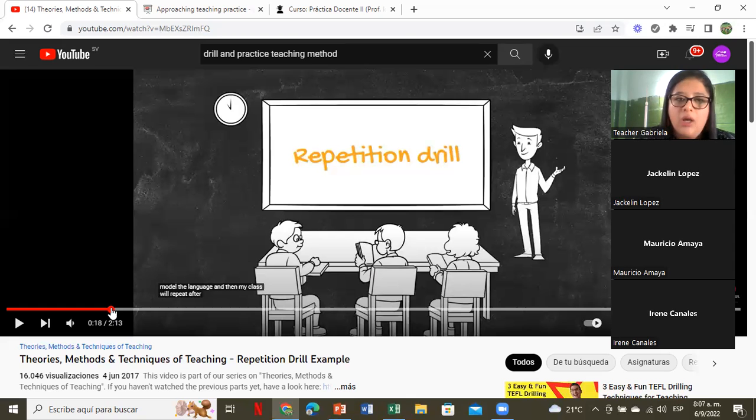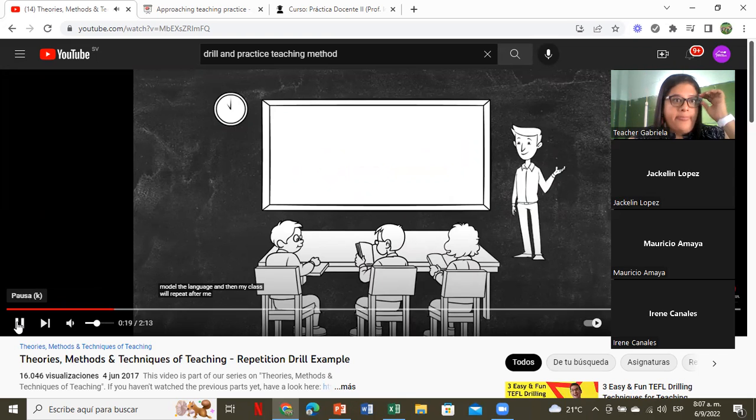not a good one, or this is not the best one. Yes, of course, we can use repetition drill, but no more than 2 times in a week. But most of the teachers really like to use this method. And it is a method. This is not a technique. Okay, let's continue. After me.